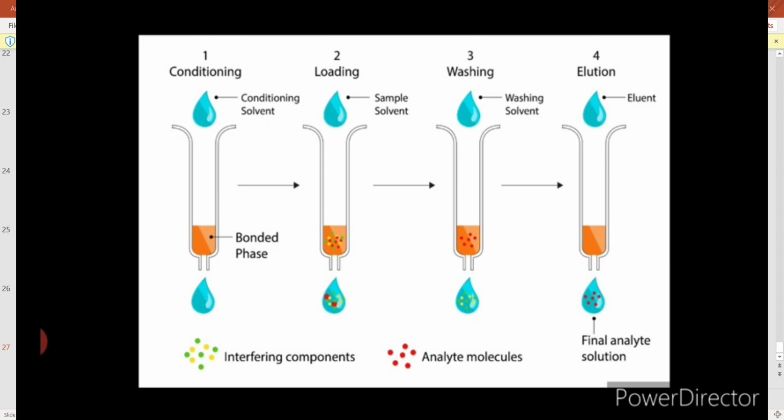Fourth and the last step, elution. The last and final step is elution. It is done with a solvent which has greater affinity for the analyte than the bonded phase. Elution is done slowly to ensure that all analyte molecules interact with the eluent. Thus, a concentrated form of the analyte is obtained which can be used in any other analytical method as a pure sample.